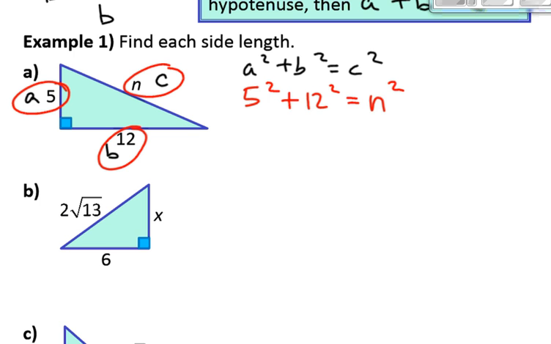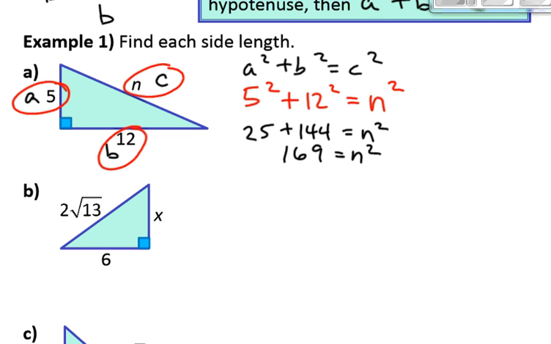So let's go ahead and simplify. We know 5 squared is 25. 12 squared is 144. And then 144 plus 25 is 169. Now, hopefully, you remember this is one of the ones that I told you to memorize. 169 is a perfect square.